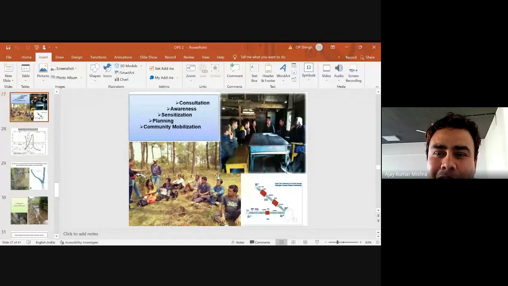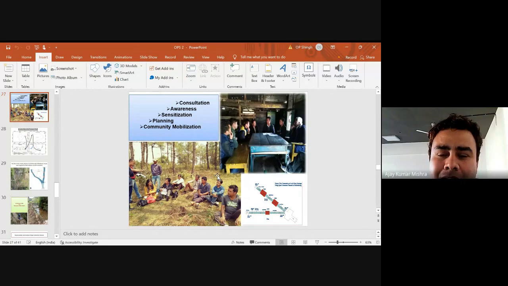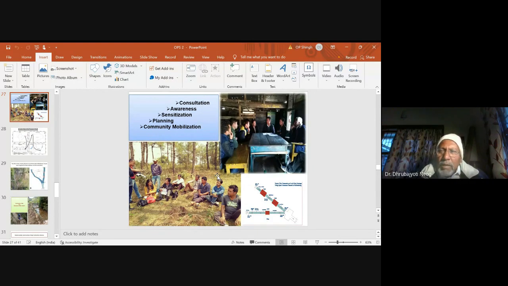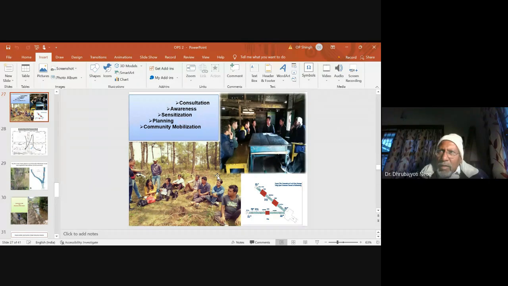Actually, in 2014 coal mining in Meghalaya was stopped, because people from Assam went to the National Green Tribunal, and when the National Green Tribunal heard the case, they found that all the coal mining was going on illegally.